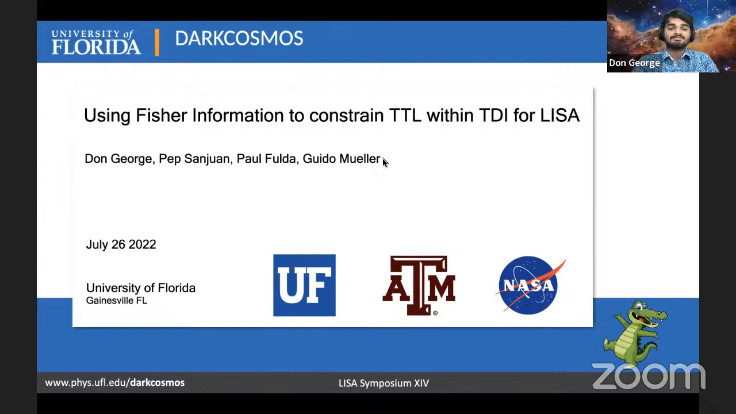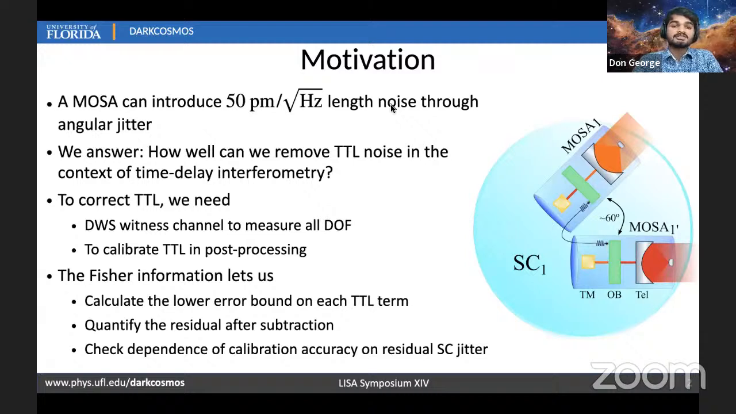Hi, thank you. Hi, I'm Dan George, a graduate student at the University of Florida. And today I wish to talk about some of the work that we were doing to constrain tilt-to-length noise using Fisher information. This work was supervised by PEP, and also in conjunction with Paul Fulda and Guido. I also wish to thank Sarah and Marie for providing some context on this problem. But I also apologize for any possible confusion because we use slightly different nomenclature. So let's start with the motivation.